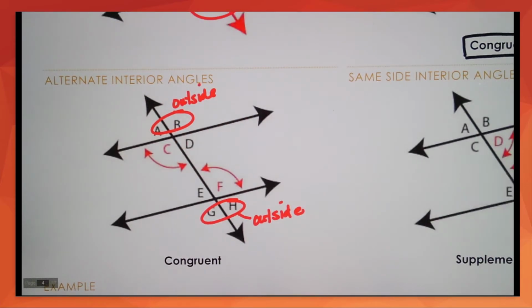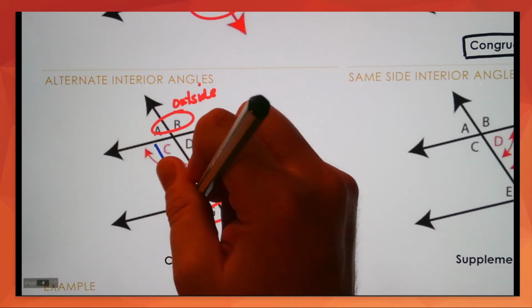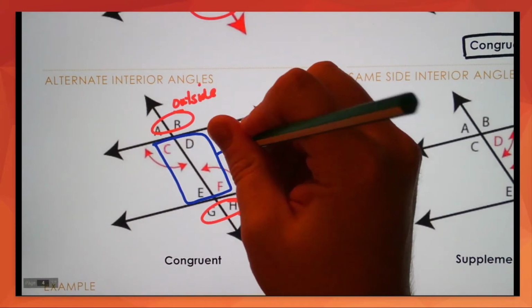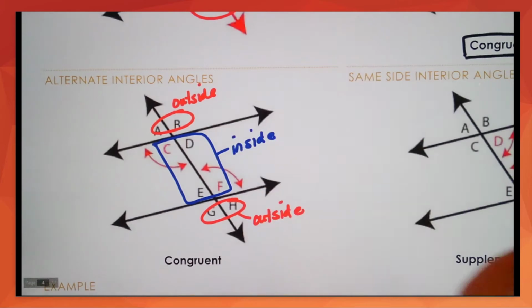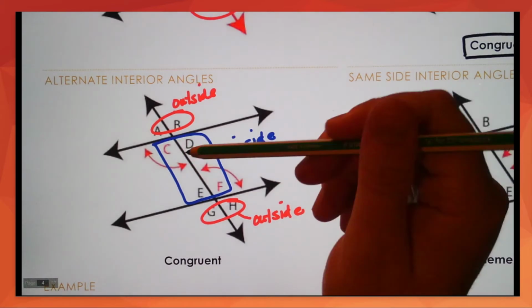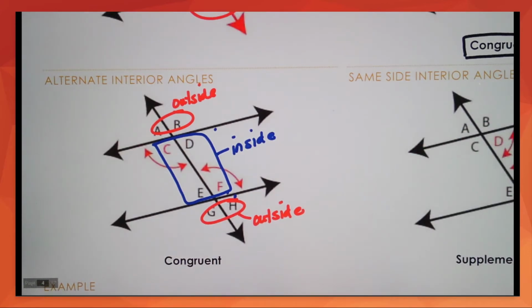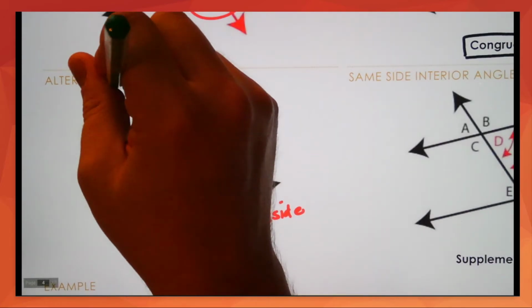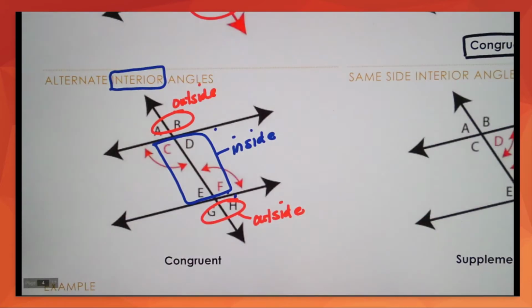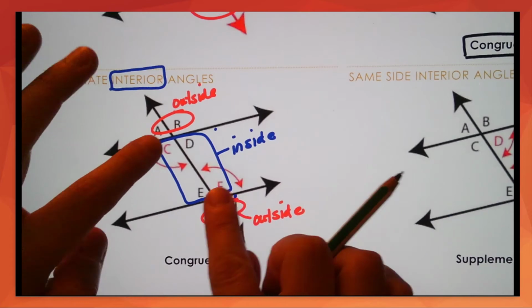And I'll switch colors to show that these four right here are on the inside, okay? That's just the way you have to look at these diagrams. These angles are between the parallel lines, and that's another way to look at it too. That makes them interior. So interior means that they are inside between the parallel lines like this. And the word alternate just means that they're on opposite sides.